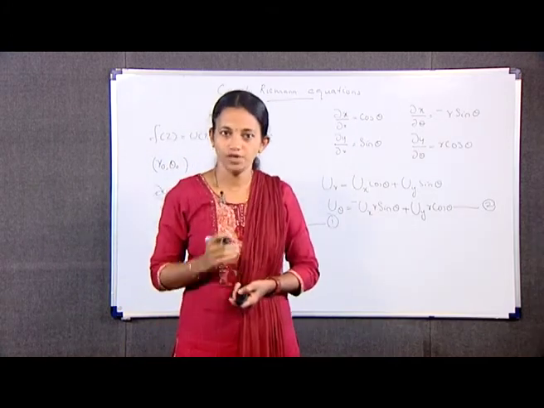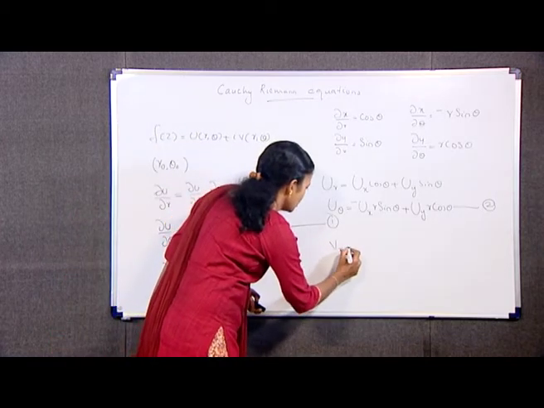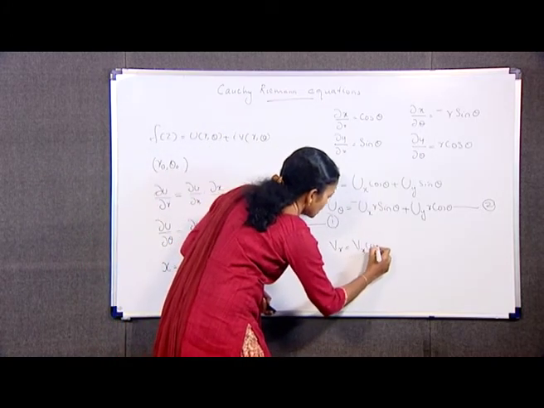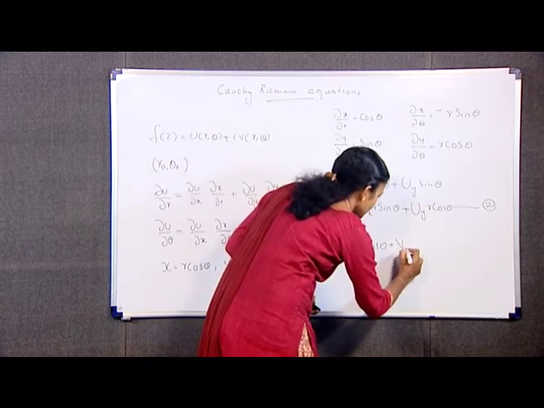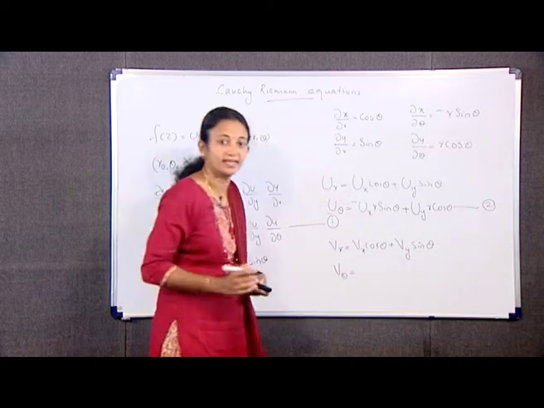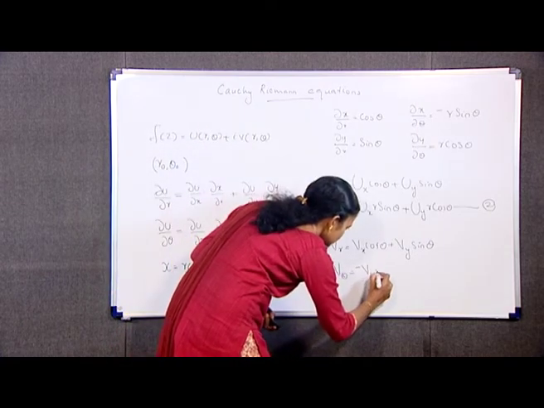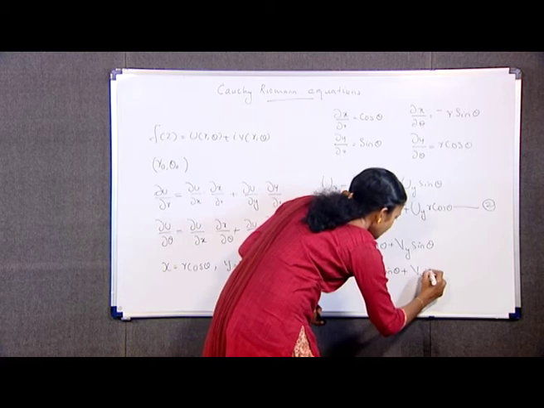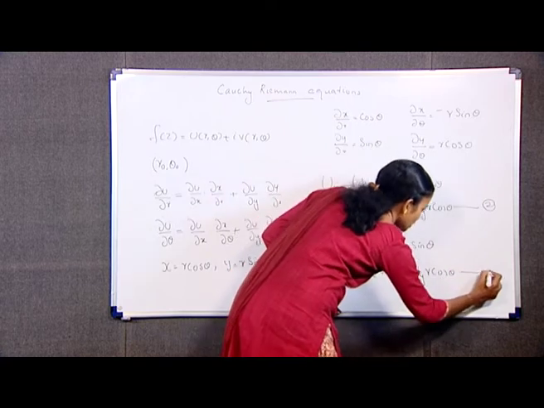Proceeding similarly, we obtain v_r is equal to v_x cos θ plus v_y sin θ, and again we have v_θ is equal to minus v_x r sin θ plus v_y r cos θ. Mark it as equation number 3.